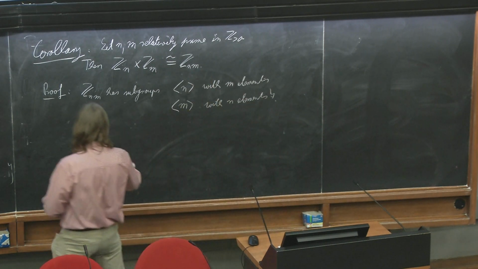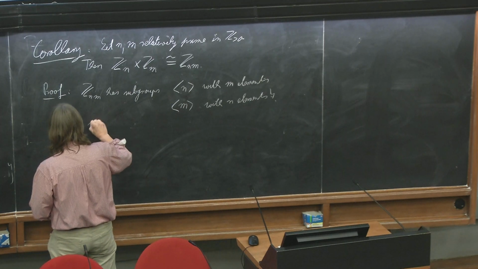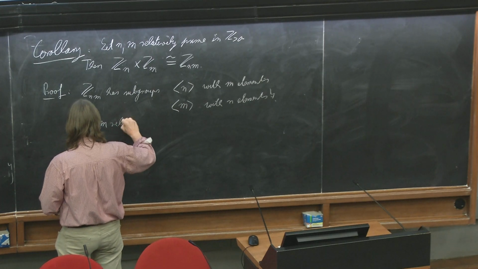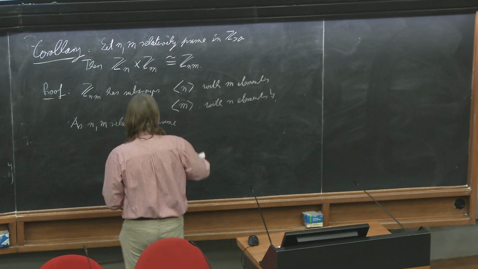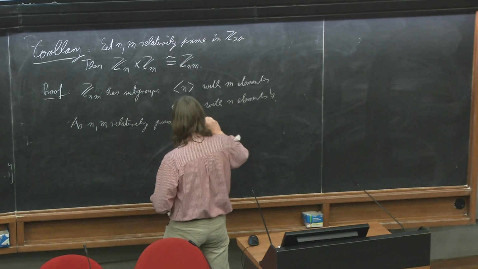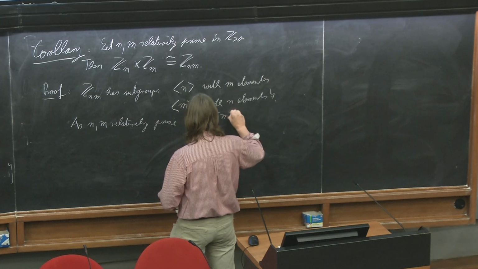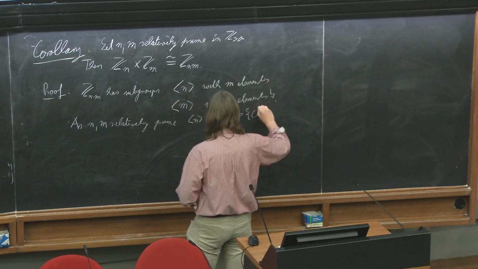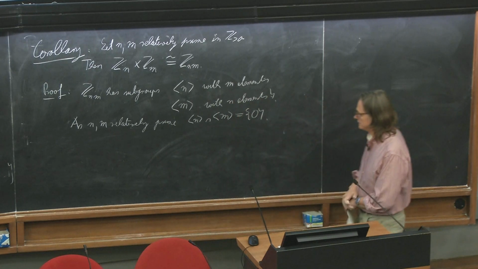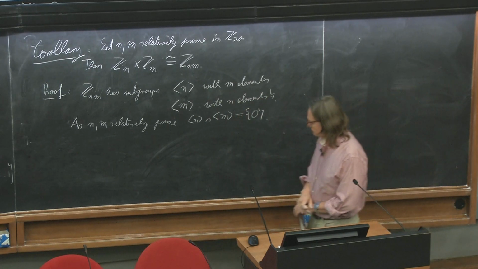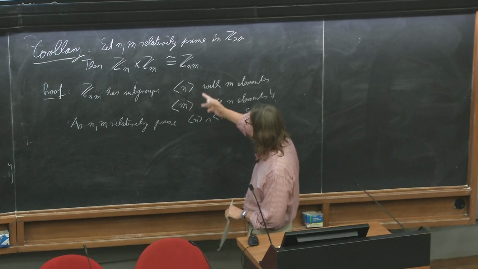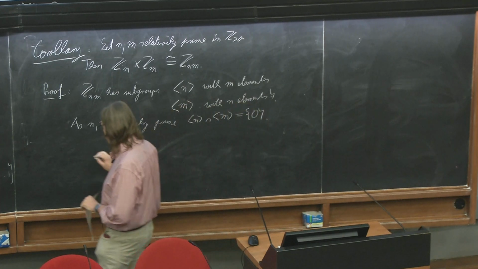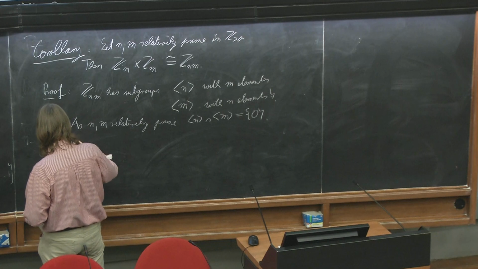So as n and m are relatively prime, we have that the intersection of the subgroup generated by n and the one generated by m is 0. Note the group is additive. Therefore, the assumptions are fulfilled, and it follows. So we apply the proposition.